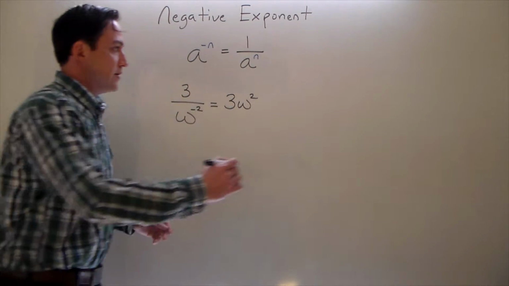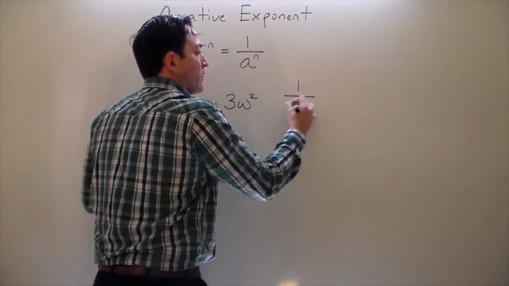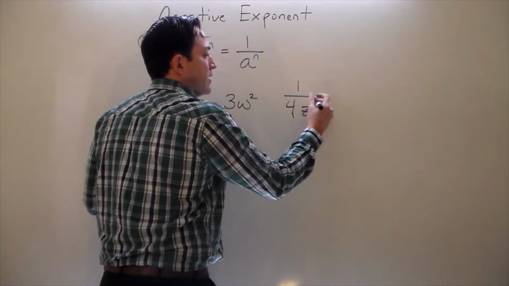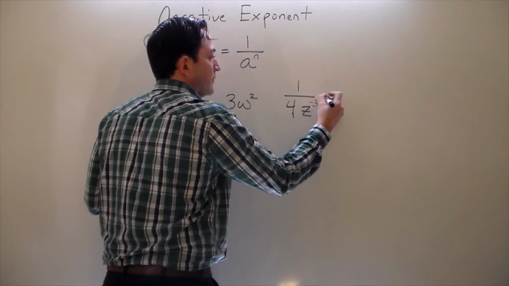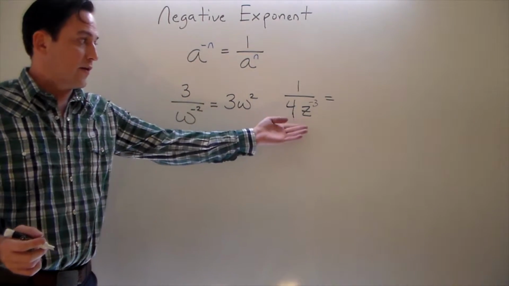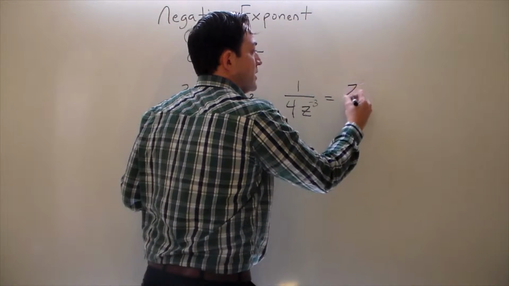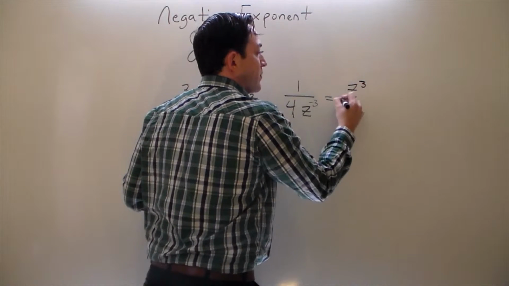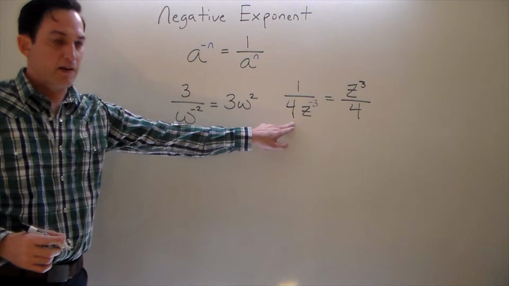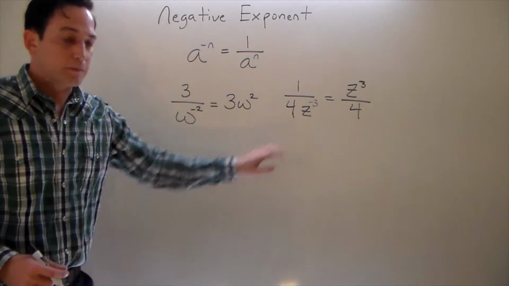So let's go ahead and do another one. So how about if I had 1 over 4, let's see, z raised to the negative 3. So right here, if for some reason I wanted to get rid of this negative, all I would have to do is move it into the numerator. So I'd be left with z to the third power over 4. That 4 did not have a negative power attached to it. It just stayed where it was. It doesn't need to go anywhere.